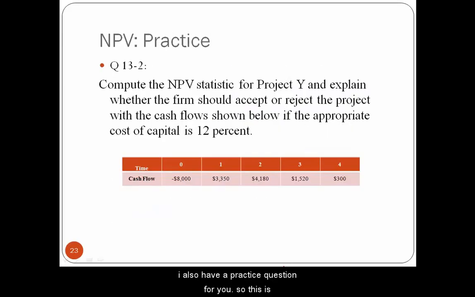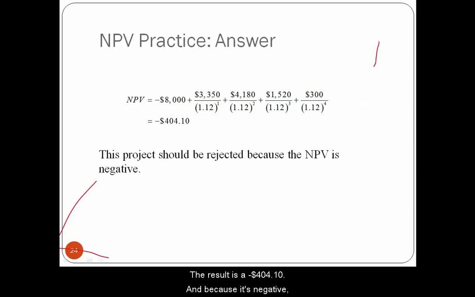I also have a practice question for you. This is question number 2 at the end of chapter 13. You're supposed to look at this timeline for this 4-year project and calculate the NPV for this project using a 12% discount rate. The result is a negative $404.10, and because it's negative, we should reject this project.